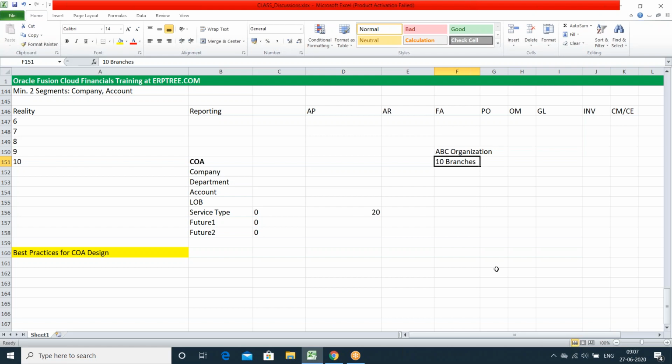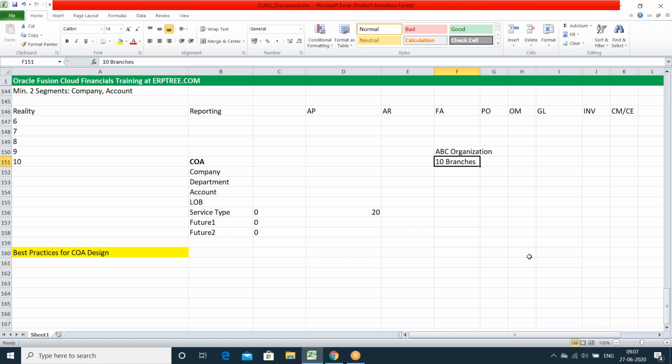Now in reality, in each branch, how much expense they are spending and how much revenue they are generating, that they definitely have to track. So when we do the implementation, the 10 branches relate to one company only. But in the chart of accounts, we take the 10 branches as 10 companies. Each branch we take as one company. So that's how we have to take the company information into the chart of accounts.